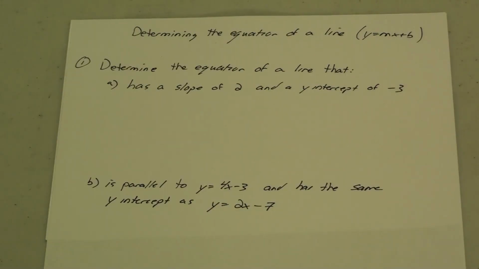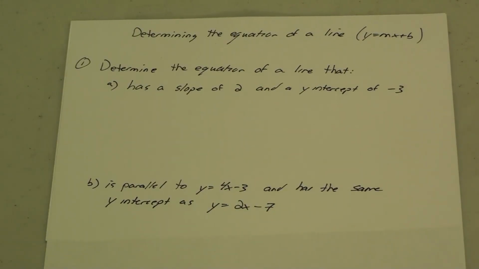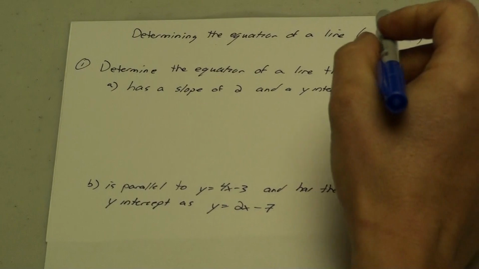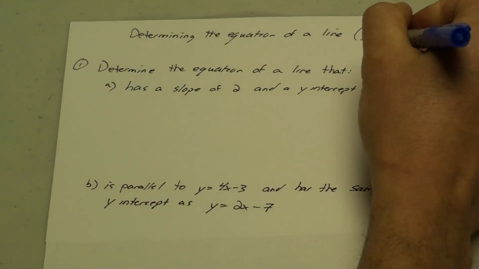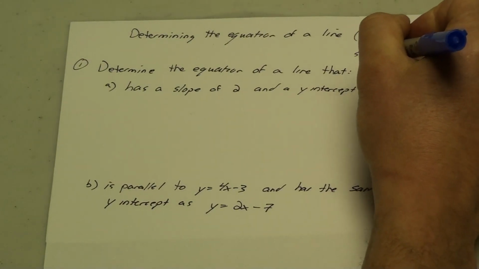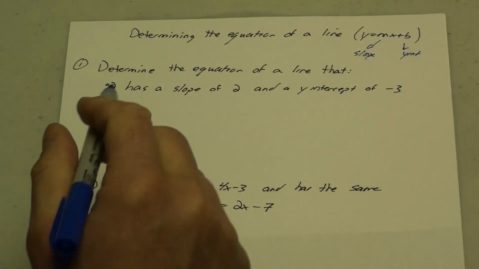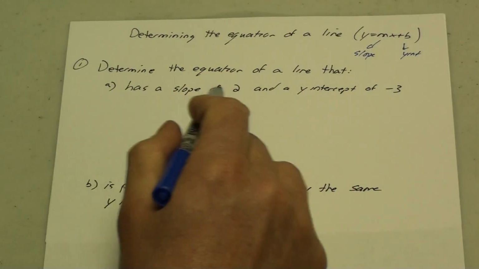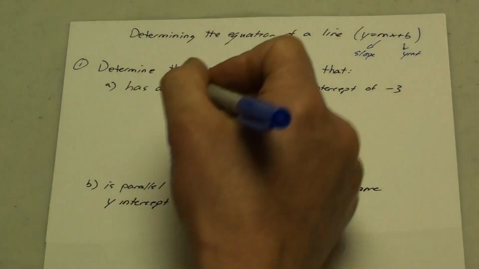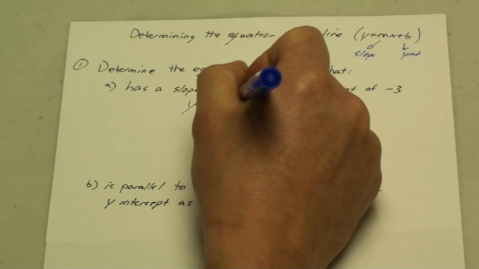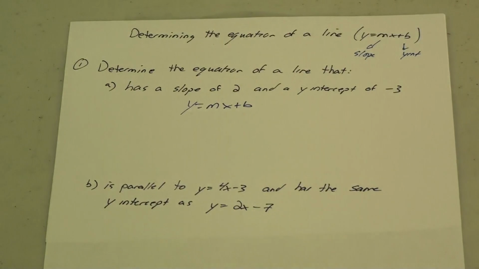Okay, this lesson I'm going to determine the equation of a line given different information. I want y equals mx plus b, which is your slope and y-intercept form. So I want to determine the equation that has a slope of 2 and a y-intercept of negative 3. Y equals mx plus b is what I'm going for.